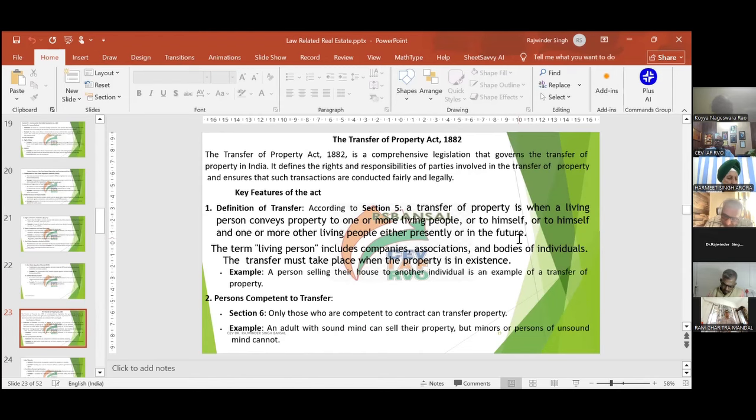Okay Sandeep ji, you can have a tea break. After that, we will start with the Transfer of Property Act 1882. Yes, sir. So friends, let's have a tea break. Sir, can we take a tea break of 25 to 30 minutes? Okay sir. So it is 11:20 now. We will join sharp at 11:50. Till then, you can switch off your screens. Thanks, sir.